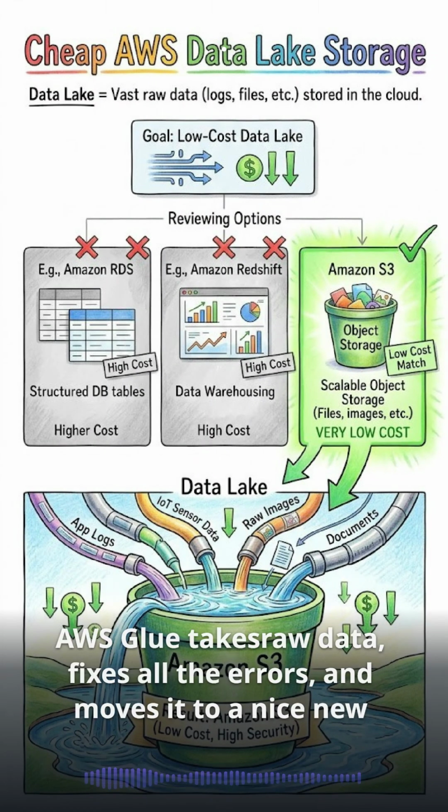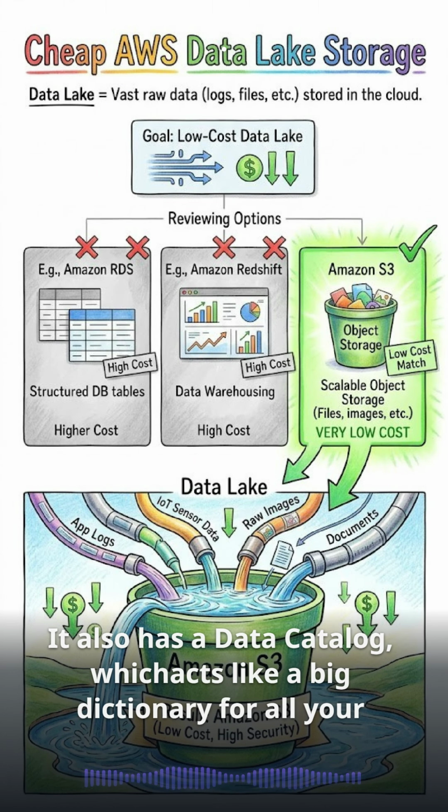AWS Glue takes raw data, fixes all the errors, and moves it to a nice new place. It also has a data catalog, which acts like a big dictionary for all your business data. The data catalog remembers where everything is saved, so your other AWS tools can find it easily.